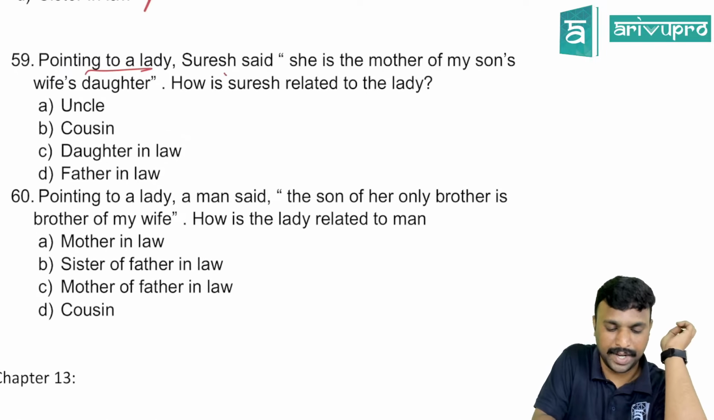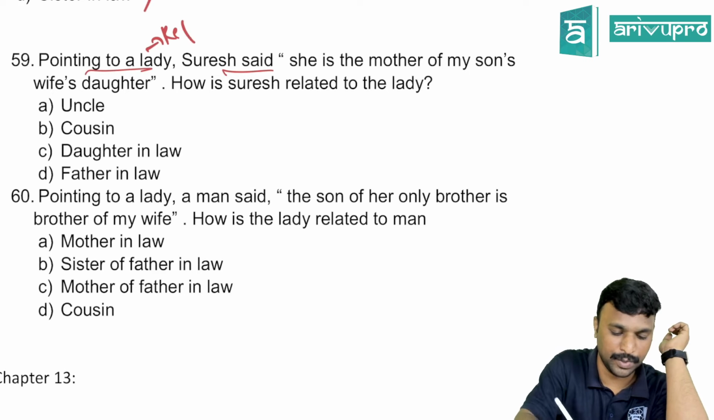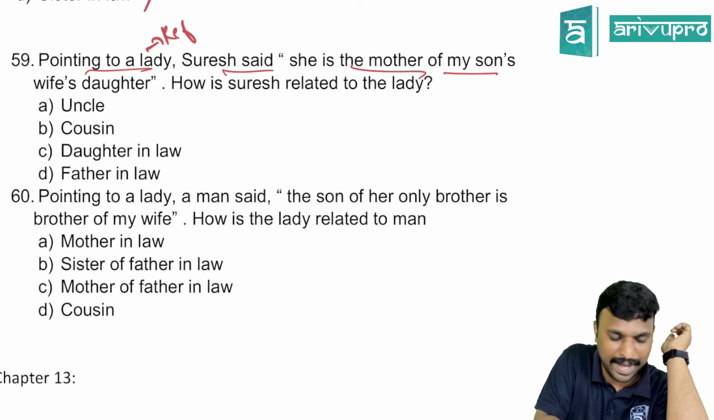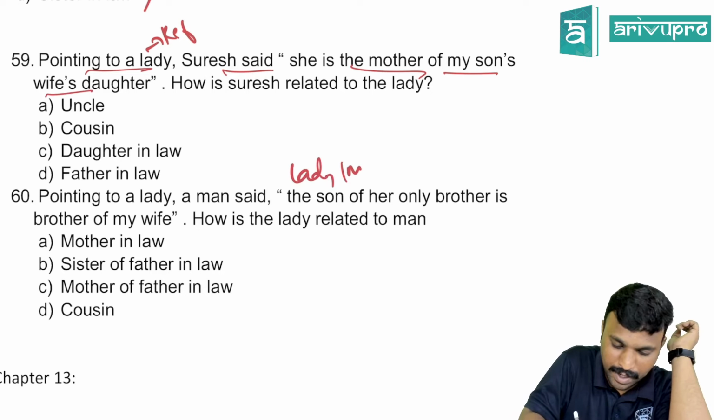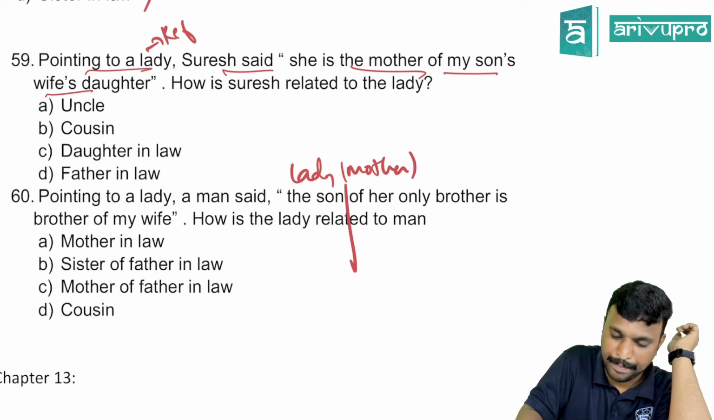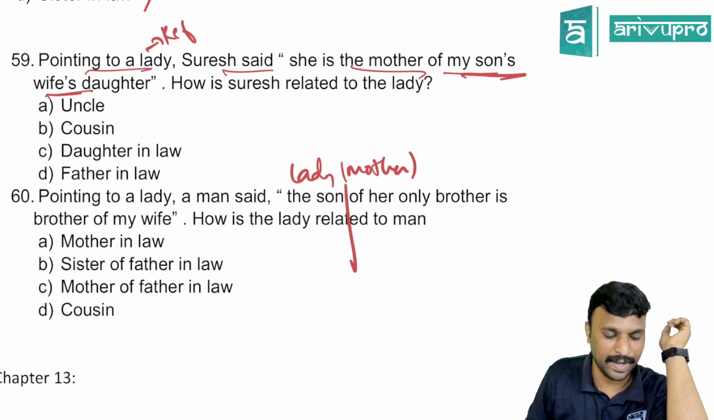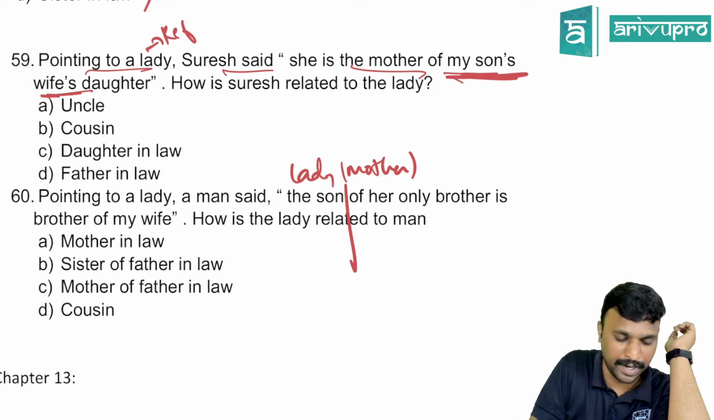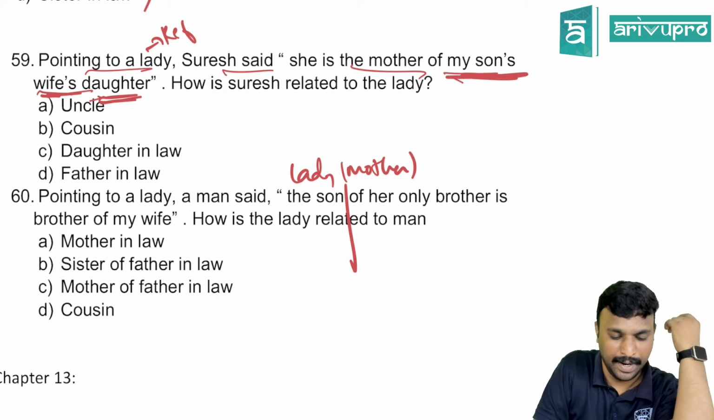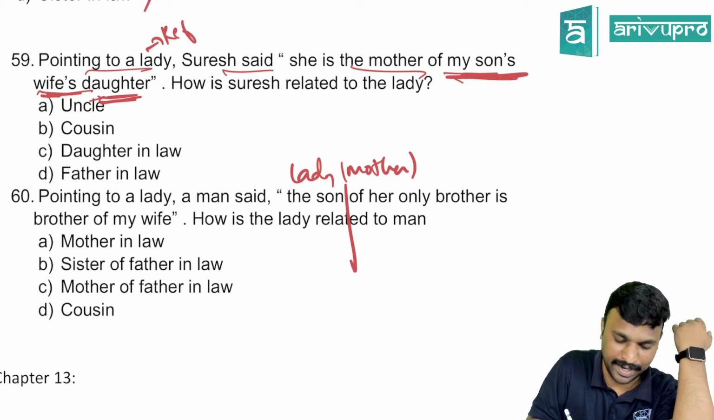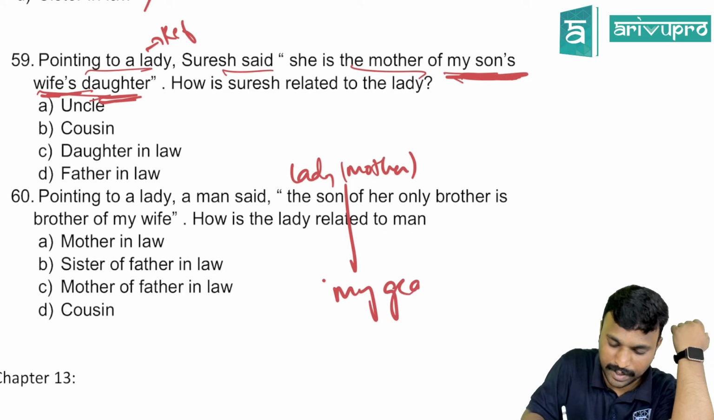Pointing to a lady, Suresh said, she is the mother of my son's wife's daughter. So the lady is the reference person and Suresh is the speaker. She is a mother to someone. Who is that someone? My son's wife's daughter. My son's wife is my daughter-in-law. My daughter-in-law's daughter is my granddaughter.